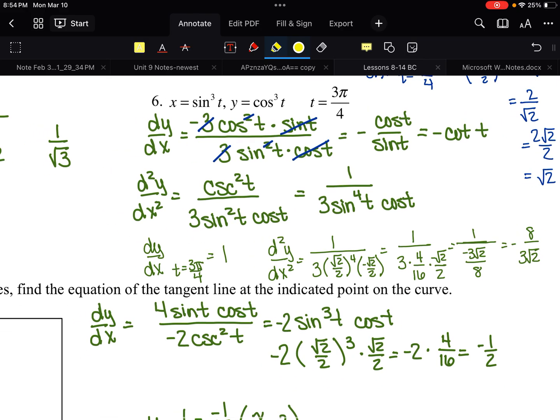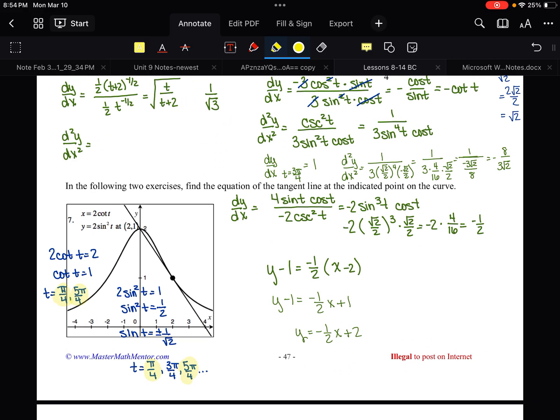So you may have simplified this differently than I did, and that is completely okay. I highlighted the wrong one. You may have simplified this a little bit differently, and it's okay. So I ended up with negative 8 over 3 root 2 for the second derivative. If you had something different, you didn't simplify it the same way, not a big deal.